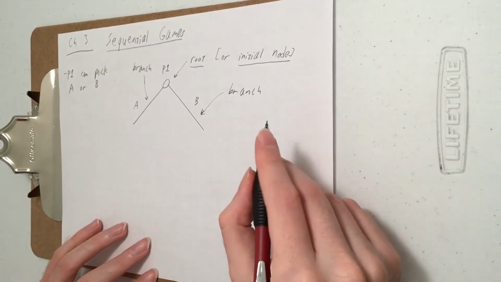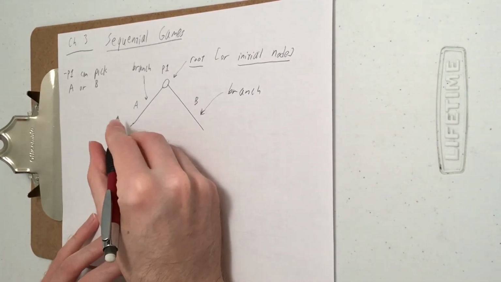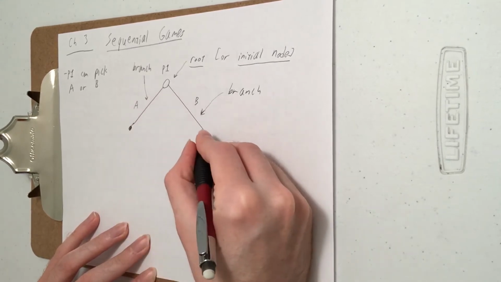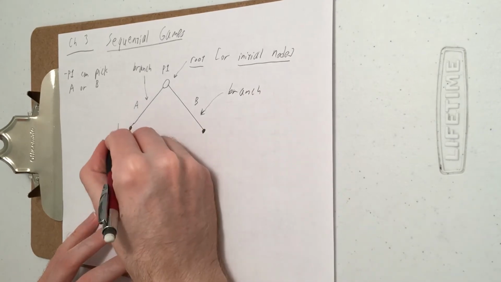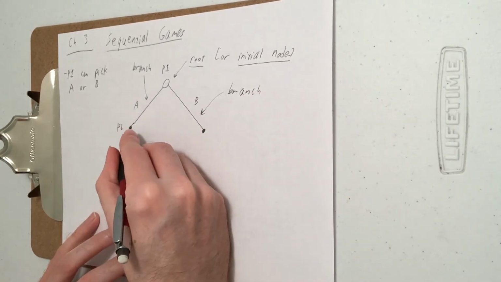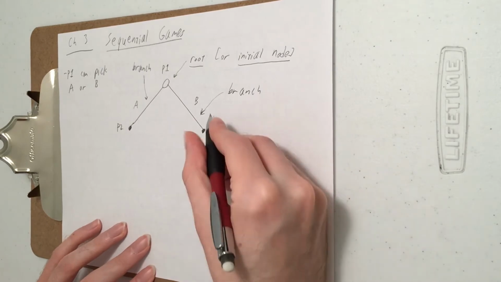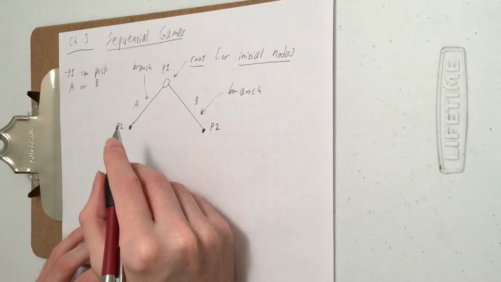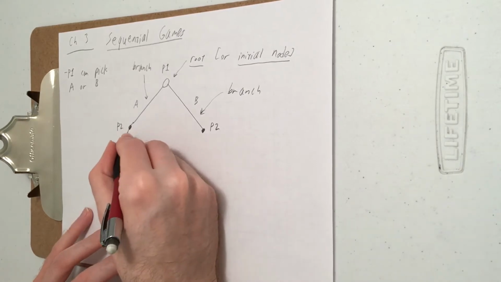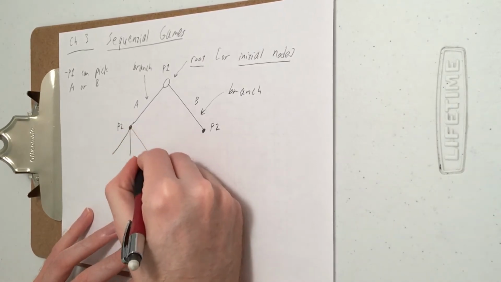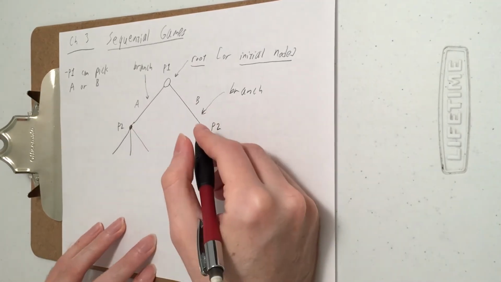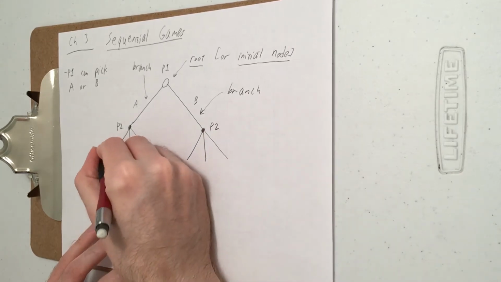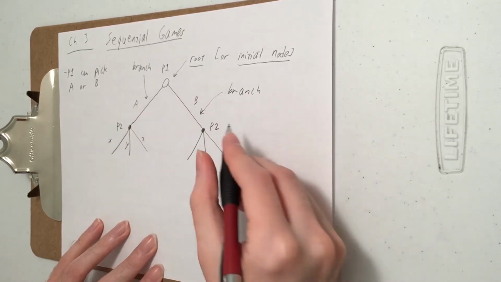So after player 1 makes their move, then player 2 gets to have a turn. So put player 2 down here. Write P2 next to this dot here to indicate that it's player 2's turn. And player 2 can play either X or Y or Z. These are some more branches.